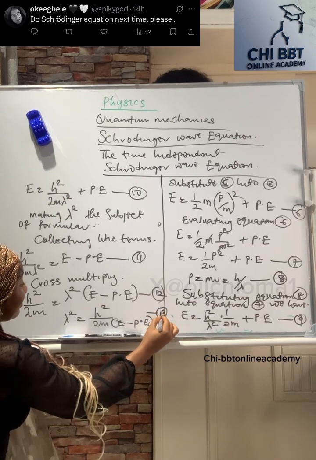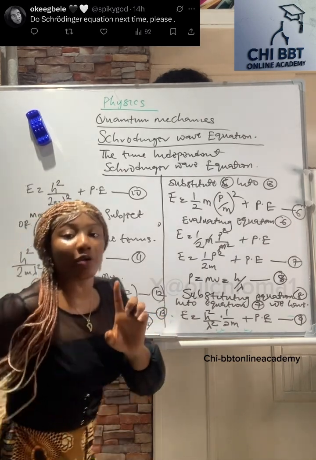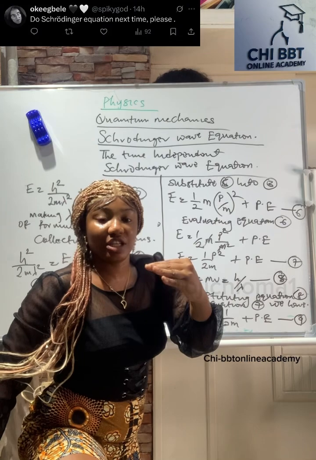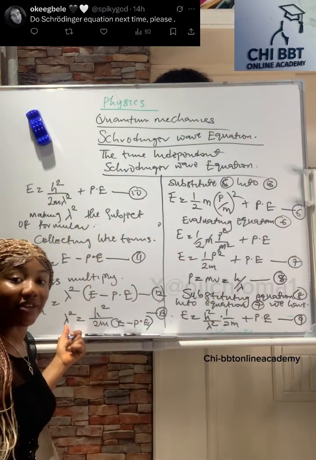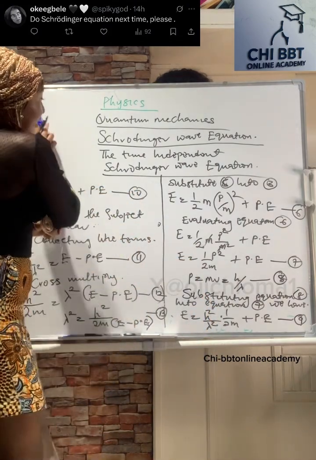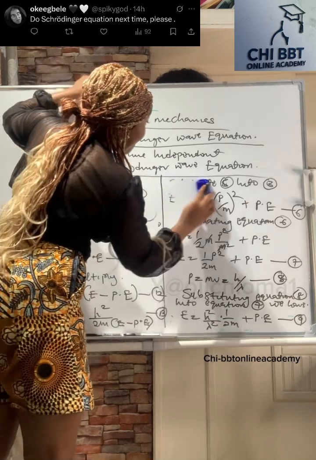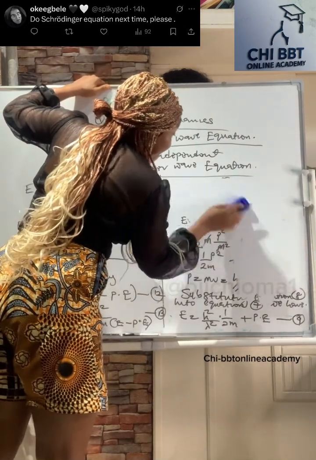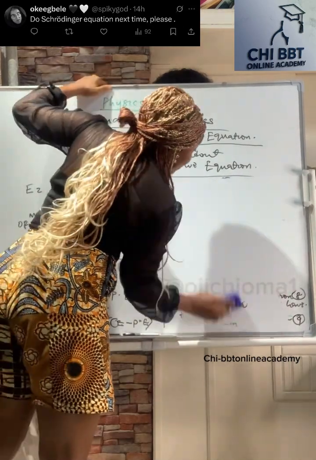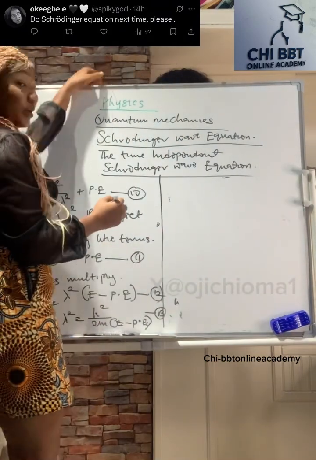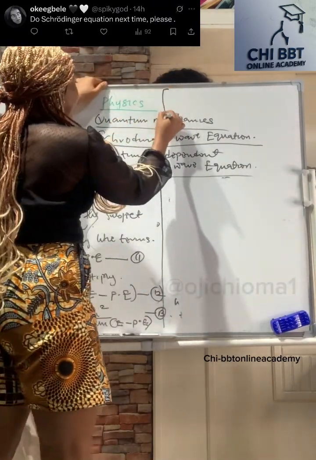Equation 13. Equation 13 is very important because this is the first stage. Now we have gotten the value of the wavelength. So this is the first stage. Now let's go further. Anything we are doing, we are keeping equation 13. Let me keep equation 13. I hope you can see. Let's keep equation 13 here.